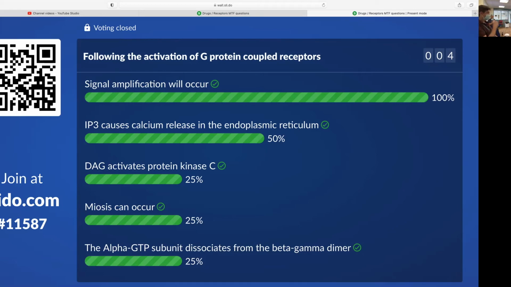Mitosis can occur. True or false? That strikes me as one of those never-always kind of questions. I think it can. Yeah, can. Cans are often true, aren't they? Not always, but cans are often true. So that would be a muscarinic.